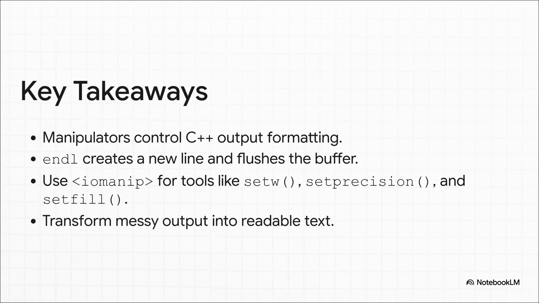So, let's do a quick recap. At the end of the day, this is all about taking control. Manipulators are your toolkit for formatting C++ output. We learned endl gives us our basic line breaks and that important buffer flush. But the real magic happens when you include iomanip. That's what gives you setw for alignment, setprecision for numbers, and setfill for custom padding. Just mastering these few simple tools is what separates messy output from a polished professional report.